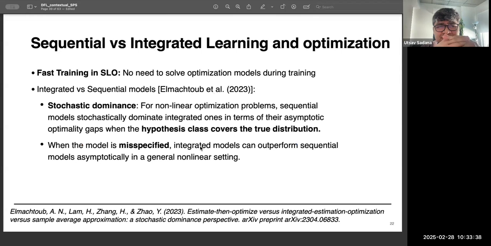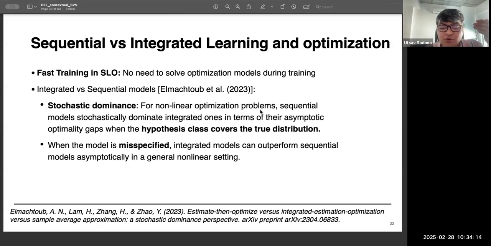Okay, so these sequential models are really interesting, right? You can train your model by doing maximum likelihood estimation, and then you can plug these models into your optimization problem and make decisions. In fact, what we know is that for nonlinear optimization problems, sequential models stochastically dominate integrated models. Integrated models are models where you learn the predictions based on the decision quality.